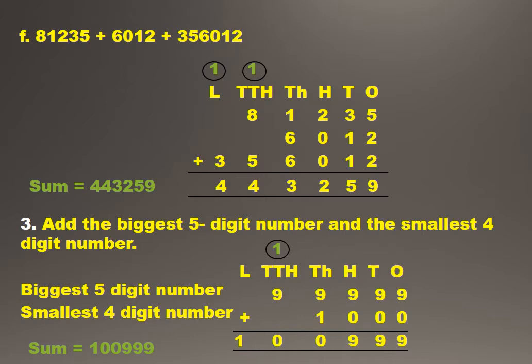Start from ones place. 9 plus 0, 9. 9 plus 0, 9. 9 plus 0 on 100 place also 9. 9 plus 1, 10 on thousands place. So place 0 on 1,000 place and carry forward 1 on 10,000 place. 1 plus 9 on 10,000 place gives you 10. So what is the sum? Sum is 1,00,999. Hope till this sum everything is clear? Right.